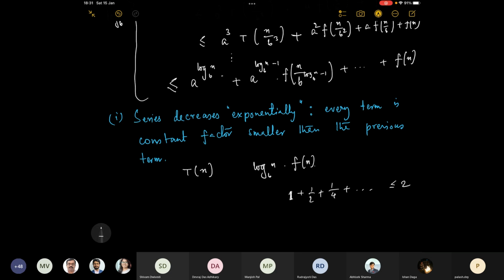Now, using this, I don't want to give more hints. It will be an insult to you. So should b be greater than a? No, you just use this fact that every term is a constant factor smaller than the previous term. That's it. a, b, all these are taken care of in that statement.